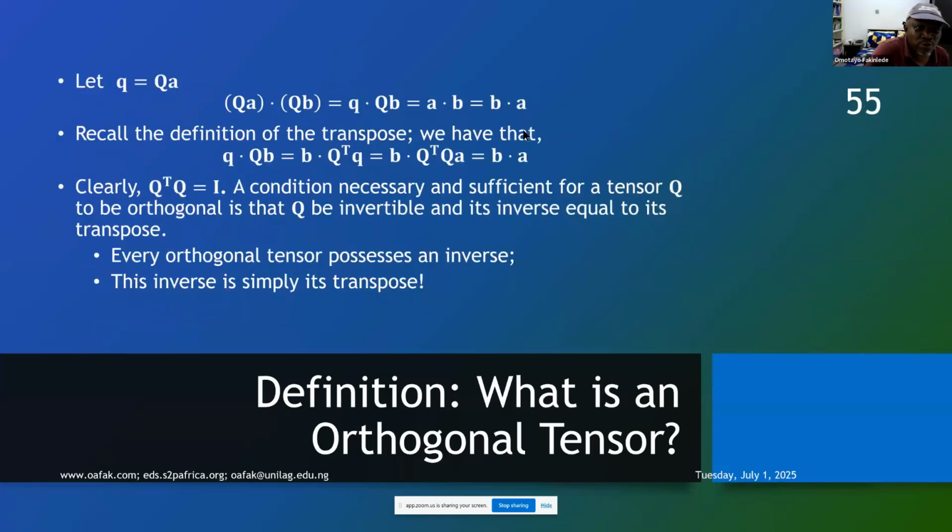Now, what is QA dot QB? QA dot QB is the same thing as A dot QTQB, which is equal to A dot B. Why is it A dot B? So let us see. QA dot QB, so this one is correct. And why is this second expression correct?